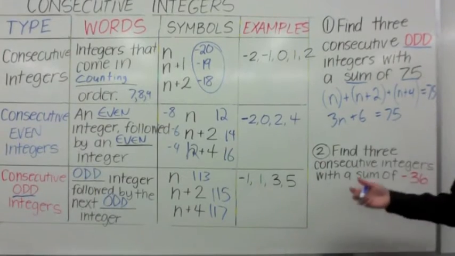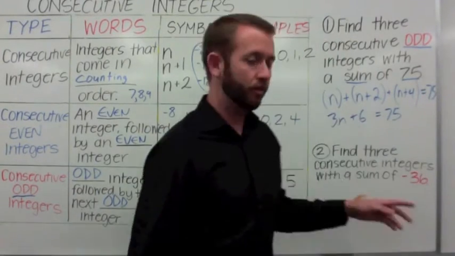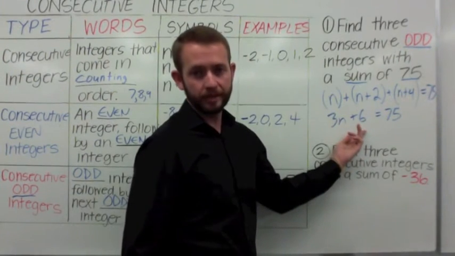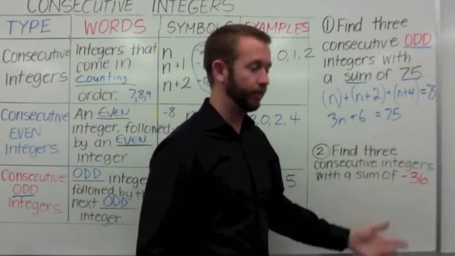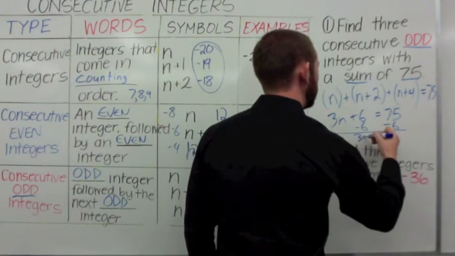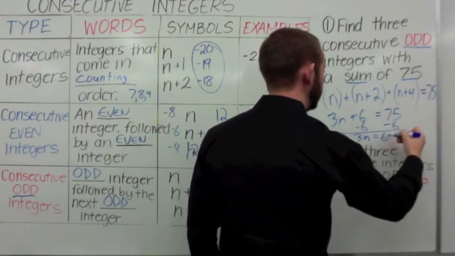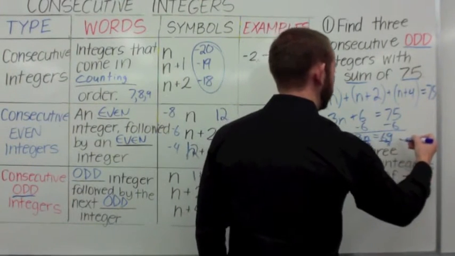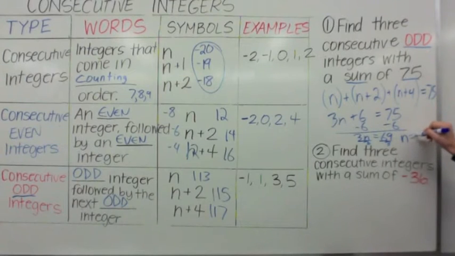We've now come up with a simple algebra equation. And you guys know how to solve this. You can totally solve this. Subtract 6, and we'll end up dividing by 3. That'll be your answer. 3n equals 69. Divide by 3, and I get n equals 23.